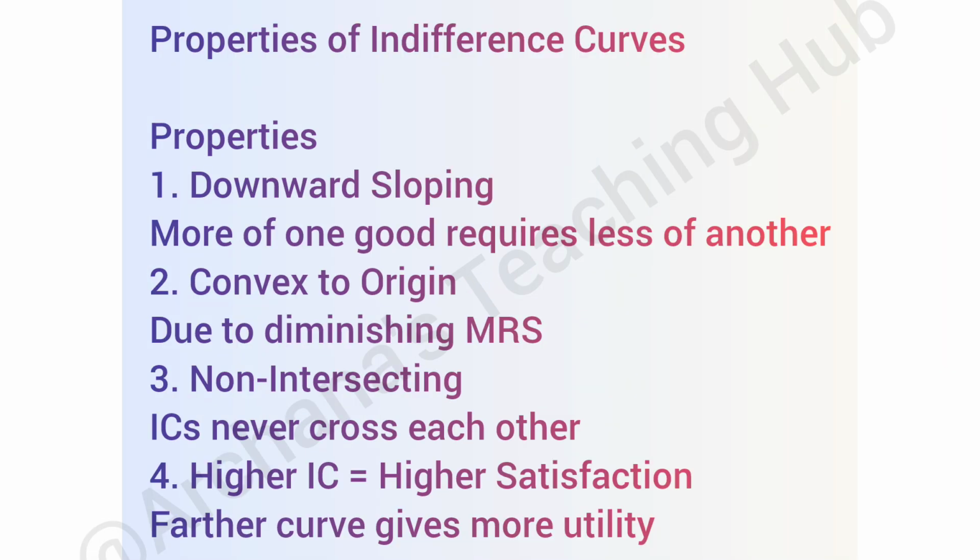Properties of indifference curve. First, downward sloping. More of one good requires less of another. Second, convex to origin due to diminishing marginal rate of substitution. Third, non-intersecting. ICs never cross each other. Higher IC, higher satisfaction. Further curve gives more utility.